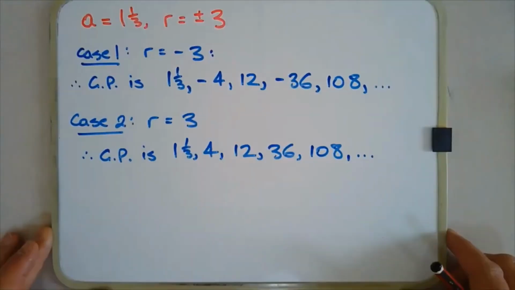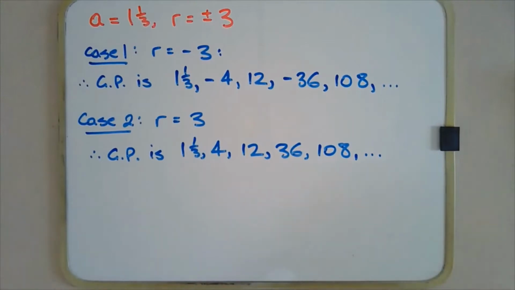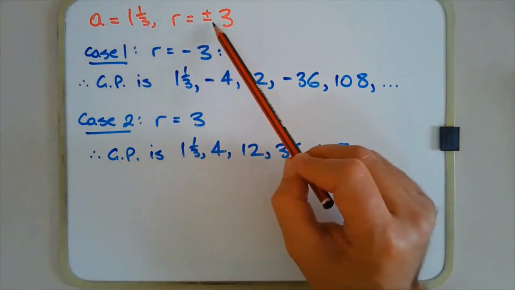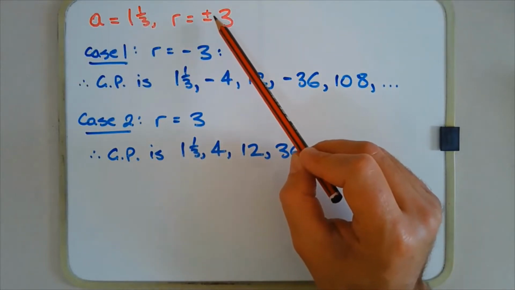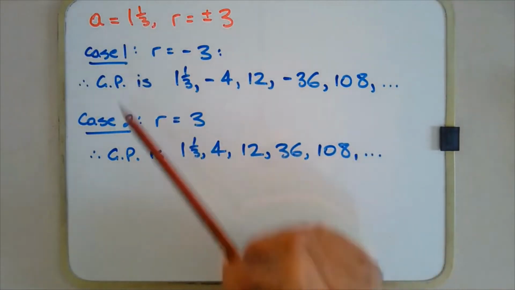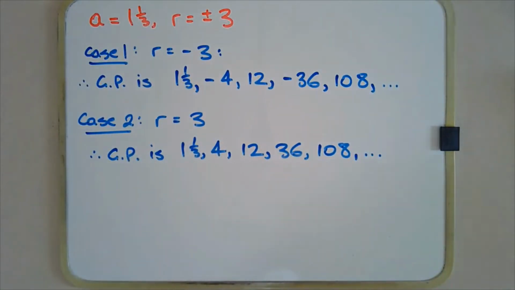So to write out the first few terms of this GP, we have a is equal to 1 1/3, and the common ratio r is either positive 3 or negative 3. And we need to consider both cases because we're not given any other information in the question. We might be told that r is positive or r is negative. In that case, just state the particular sequence based on that value of r. But since we're not told, we need to state both possibilities as they are both valid solutions.